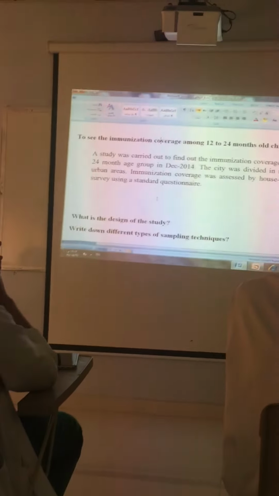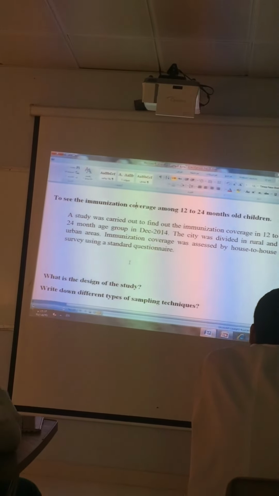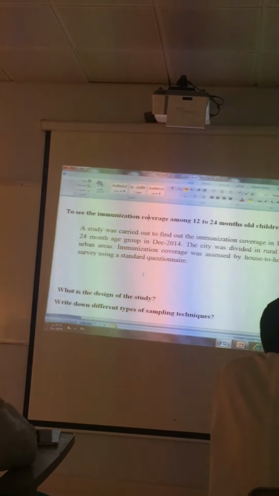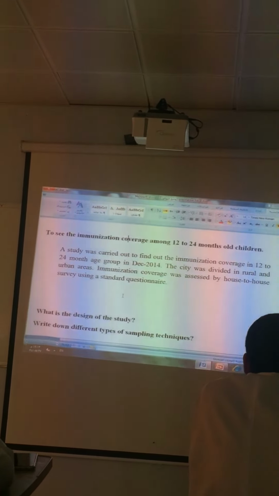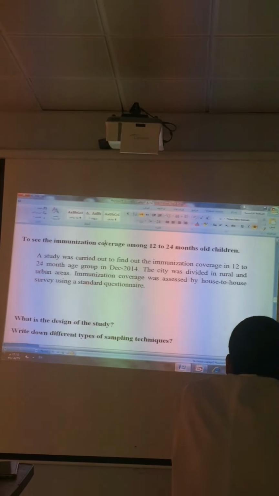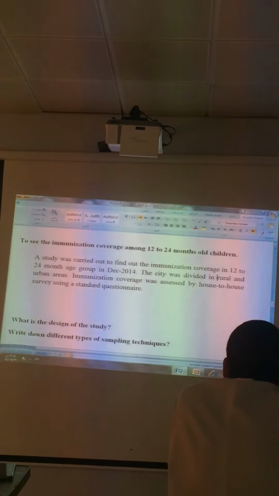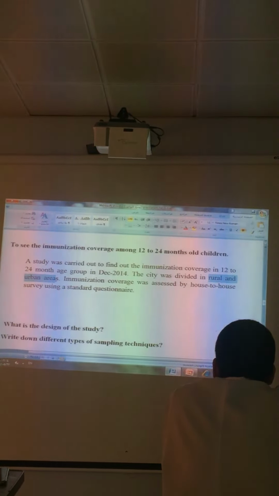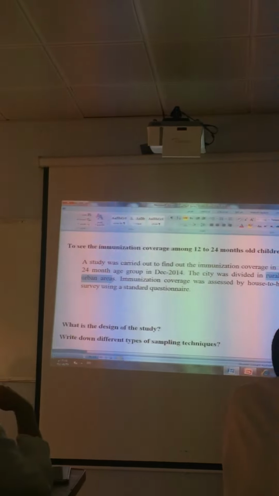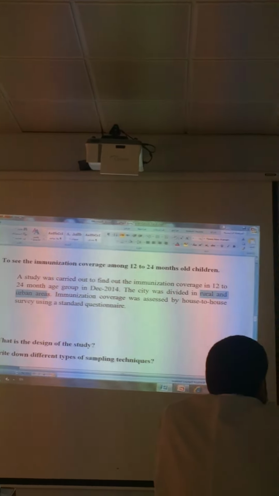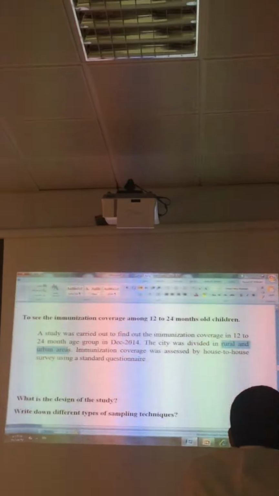Is it written or not? From 12 months to 24 months, no, that's not the sampling. Random sampling is here. Rural area: they have first divided the population into two. So they have stratified male and female, rural and urban. So this is stratified sampling.